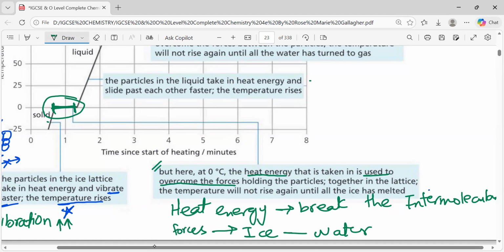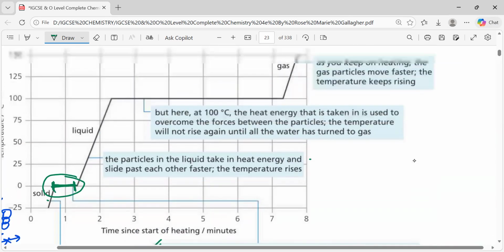Because it remains constant for a few minutes, you can break the intermolecular forces by the heat energy that's holding the particles. Yes, exactly. That is why in this time region, the temperature will not rise.